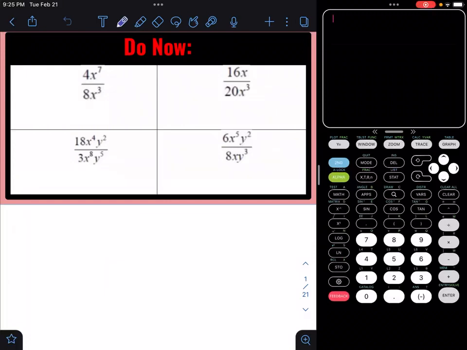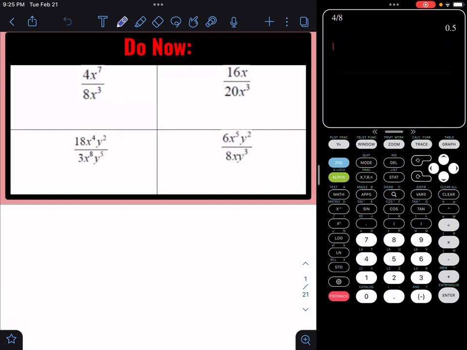Alrighty, let's get started on the second lesson in our factoring unit. For the do now today, we are going to divide the terms using the quotient rule. If you remember, the quotient rule says we divide the coefficients, which are those big numbers, and we subtract the exponents. So what is 4 divided by 8?